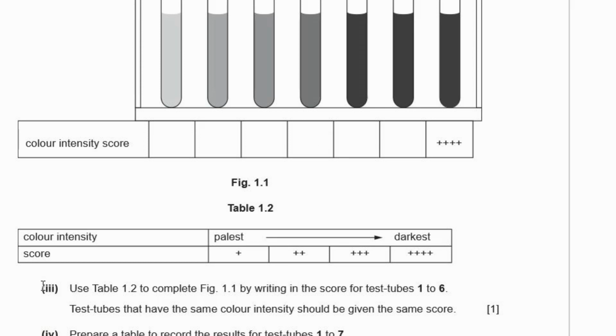Okay, so 3. Use table 1.2 to compare figure 1.1 by writing in the score for test tubes 1 to 6. Test tubes that have the same color intensity should be given the same score. Test tube 7 is given for you, and that's the darkest, and that has 4 pluses. Test tube 1 is the lightest, so that should have 1 plus. And then in between, you just judge where it looks like they change color slightly.